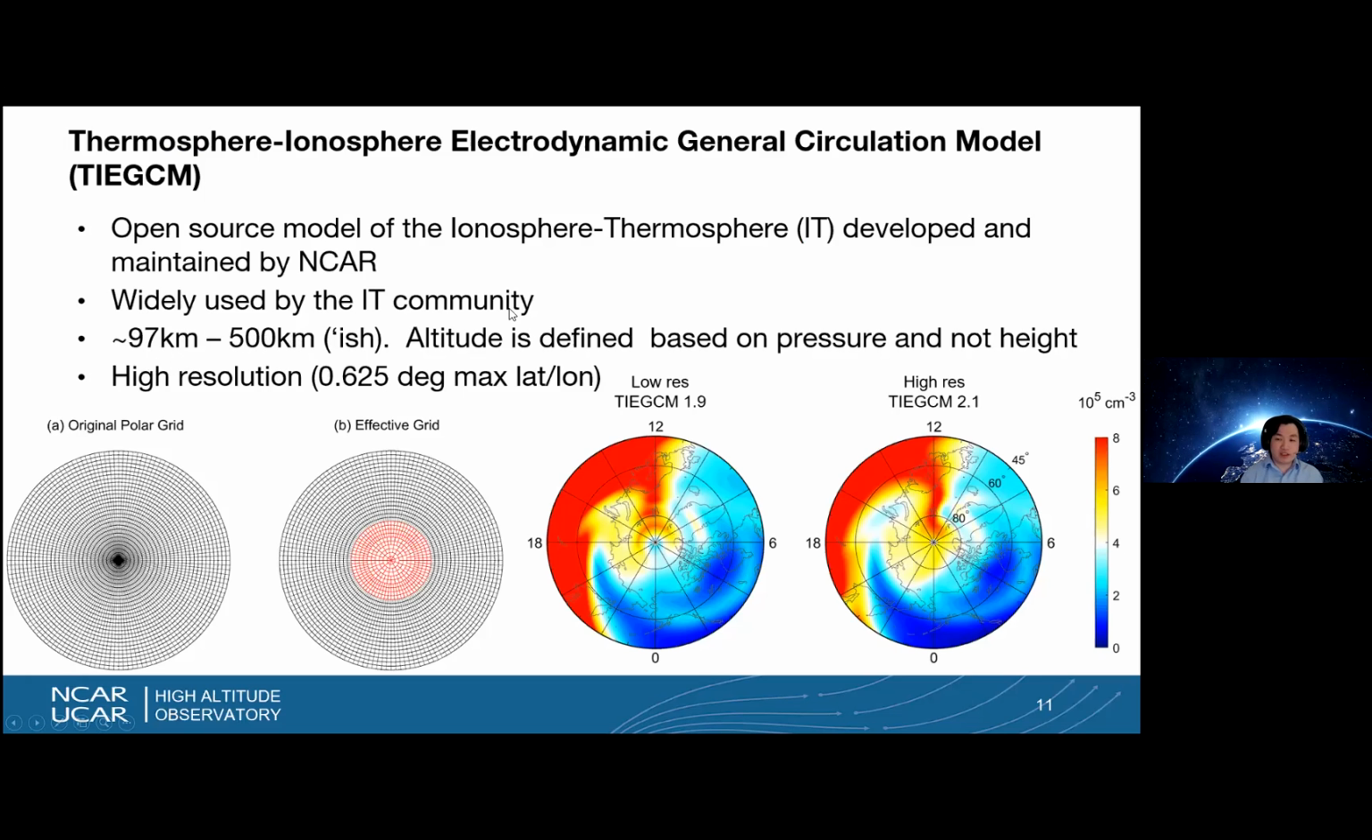This model is widely used by the ionosphere thermosphere community because it's open source, it's well maintained, and it's easy to install and run. And then recently, as of the past 2-3 years, we've increased the resolution from a maximum of 2.5 degrees to 0.625 degrees. So previously what happened was the model used this kind of polar grid.